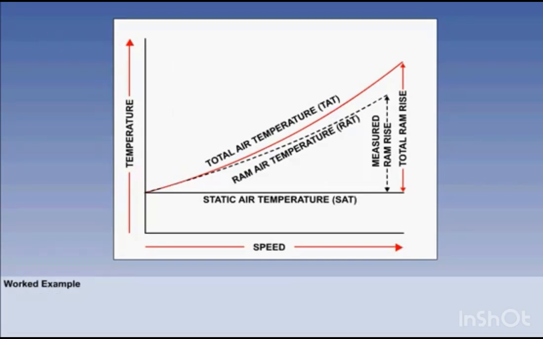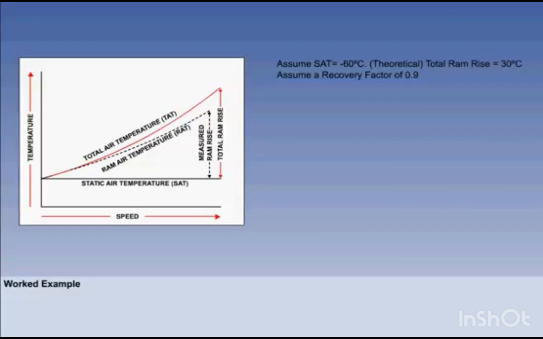Let's see how these definitions interact. We'll assume an aircraft experiencing a static air temperature of -60 degrees Celsius at a speed where the theoretical total ram rise would be plus 13 degrees. Assume a recovery factor of 0.9. The static air temperature is -60 Celsius. The total ram rise is plus 30 degrees. Remember, this is a theoretical figure and cannot actually be achieved. The total air temperature would therefore be -30 degrees Celsius.